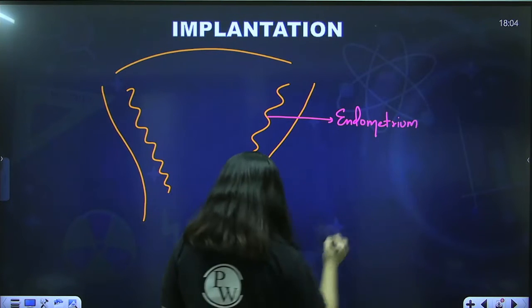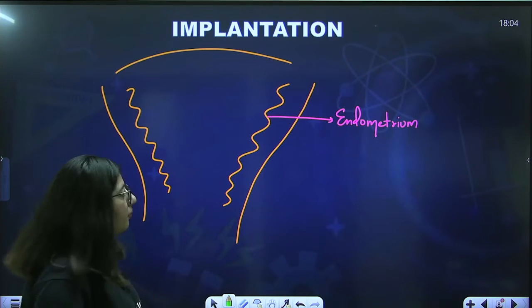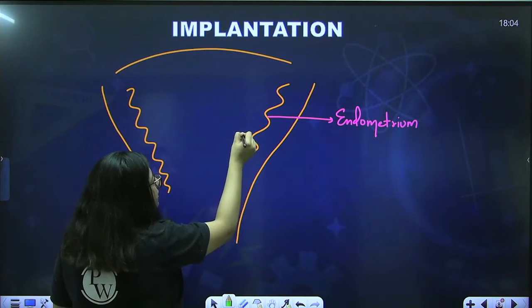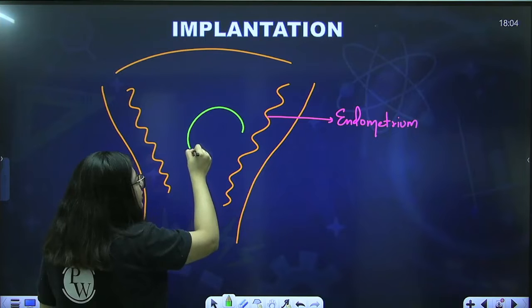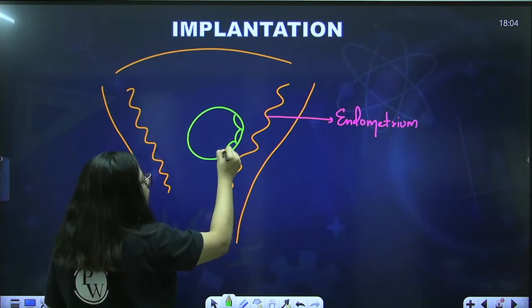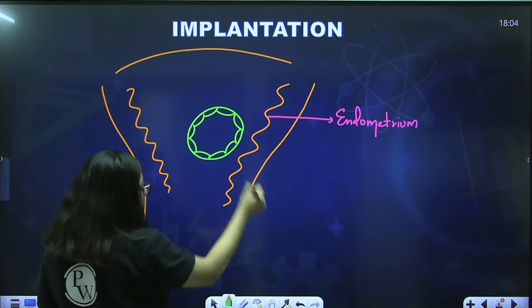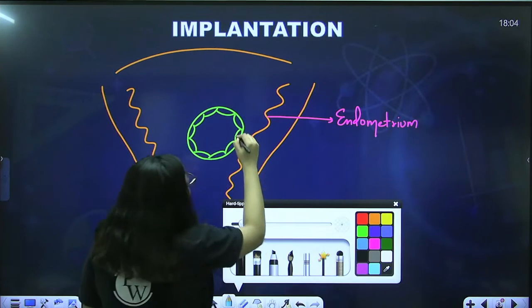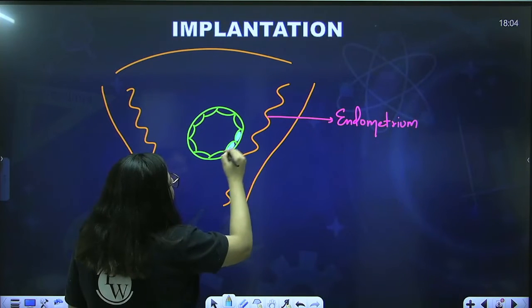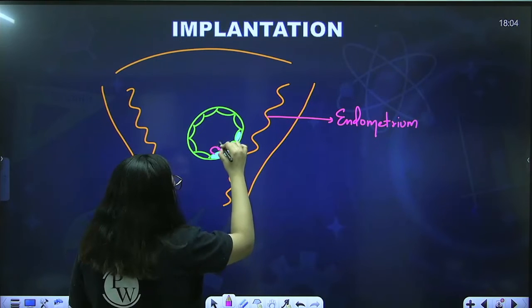Now after the blastocyst is formed, the cells of Rauber will come towards here and start dividing. Which cells? The cells of Rauber. What are cells of Rauber? These are the cells of trophoblast only that are present near the inner cell mass. So I am highlighting them with blue. This is the inner cell mass.